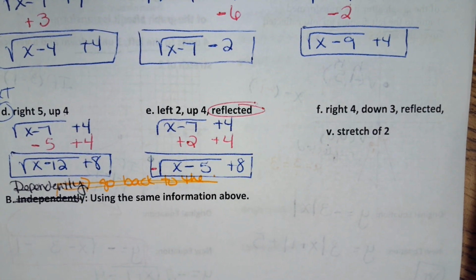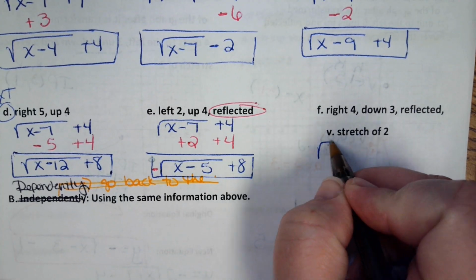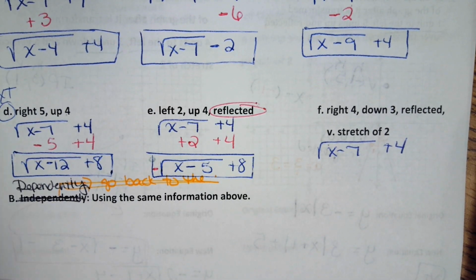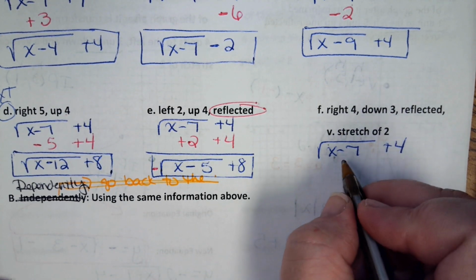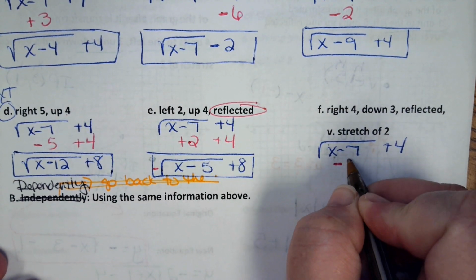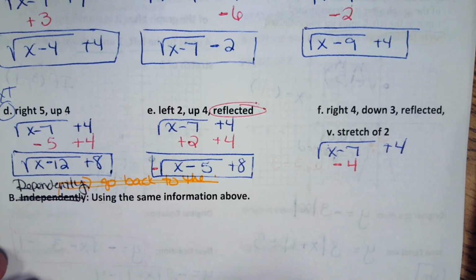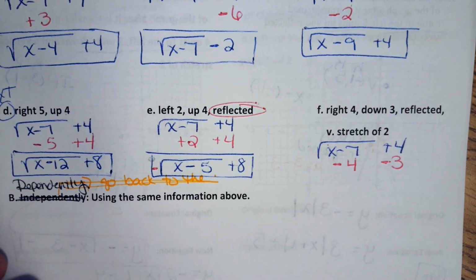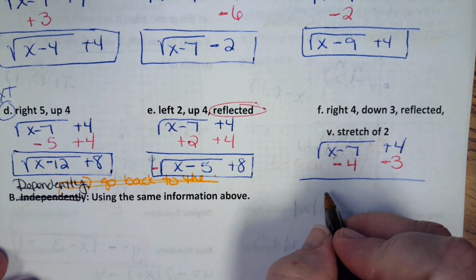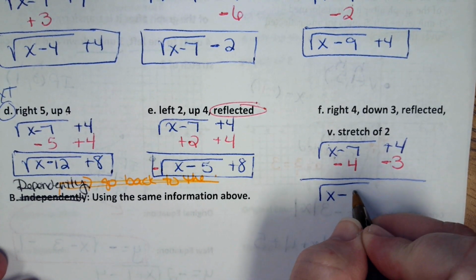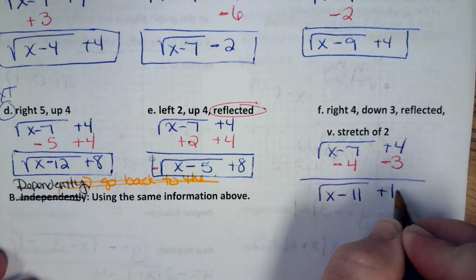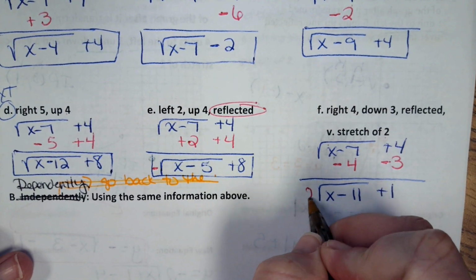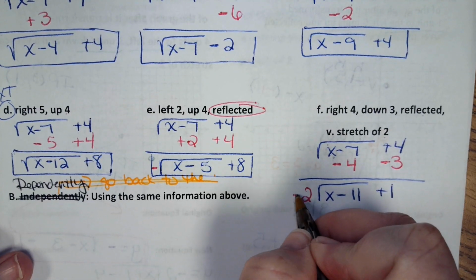All right, and our last one. Okay, right 4, we're going to subtract 4. Down 3, we're going to subtract 3. So it's square root of x minus 11 plus 1. Then we've got a vertical stretch of 2, and then a reflection.